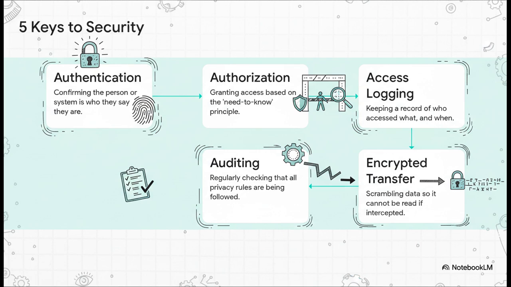To build a secure EMR network, you need these 5 essential keys. First, you need authentication, proving you are who you say you are. Second, authorization, making sure you only see the info you're actually allowed to see. Third, access logging, a digital paper trail of who saw what and when. Fourth is encrypted transfer, scrambling the data so it's useless if someone intercepts it. And finally, auditing, constant checks to make sure everybody is playing by the rules.